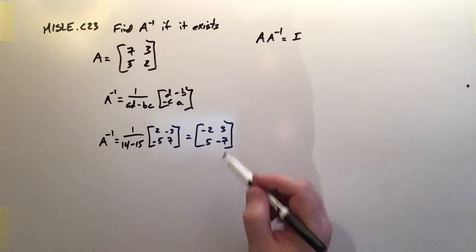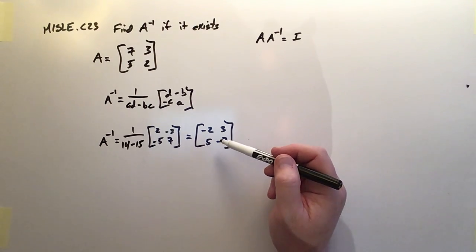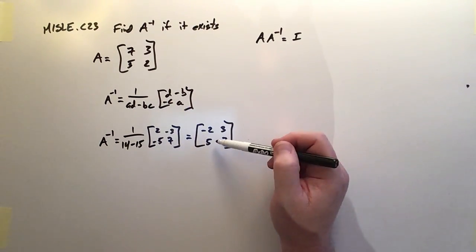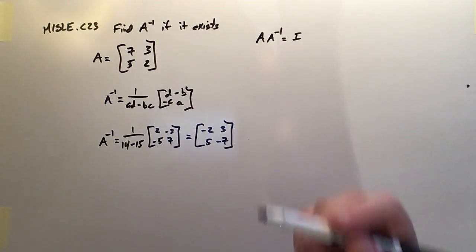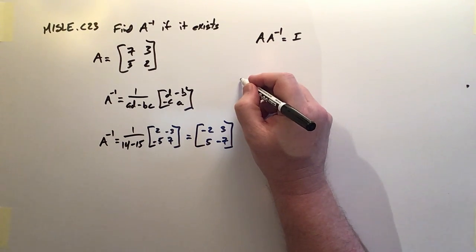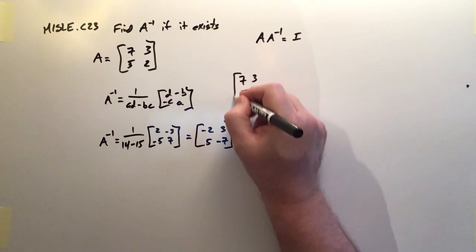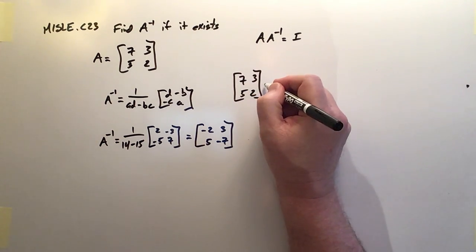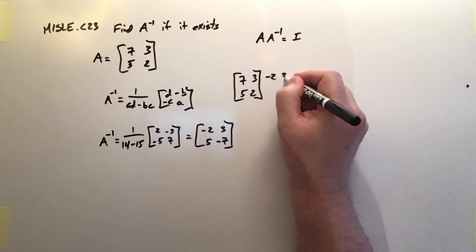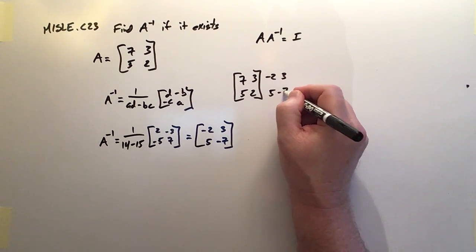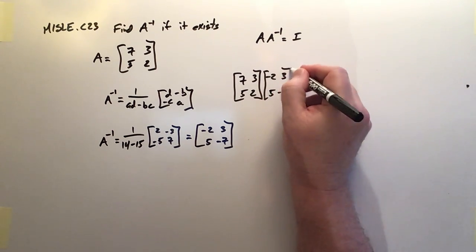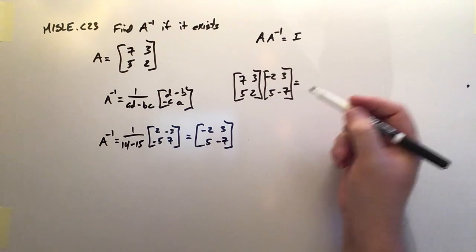Well, let's check. If it is the inverse of the original matrix, then the product of this and this should give me the identity matrix. Let's see. So our original matrix is 7, 3, 5, 2. And if I multiply that by its own inverse, which is negative 2, 3, 5, negative 7, I'm supposed to get the identity matrix. Let's see what we get.